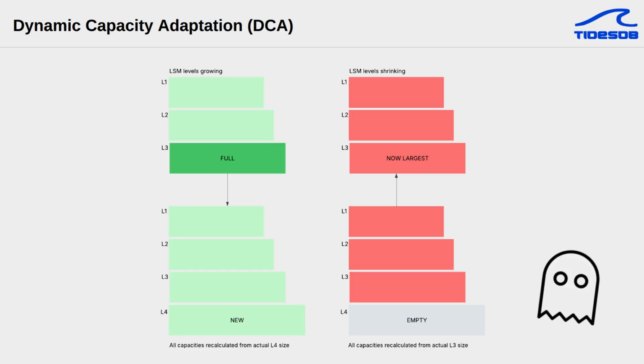So let's say L4 becomes empty, and now L3 should become the largest level. Capacities are readjusted on the fly. So it's self-tuning: it grows the tree, shrinks the tree, and it's all triggered automatically after each compaction cycle or when a level is removed.